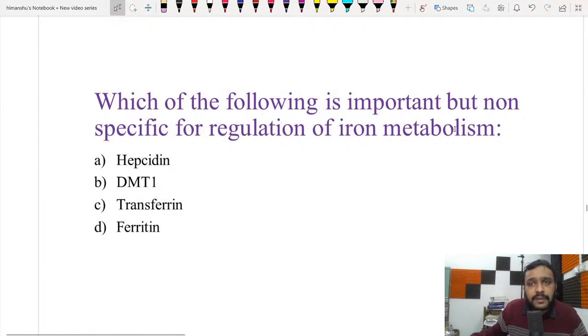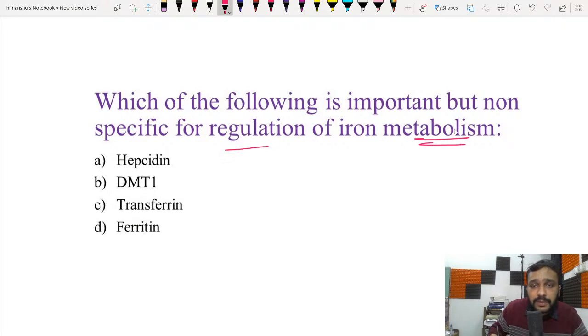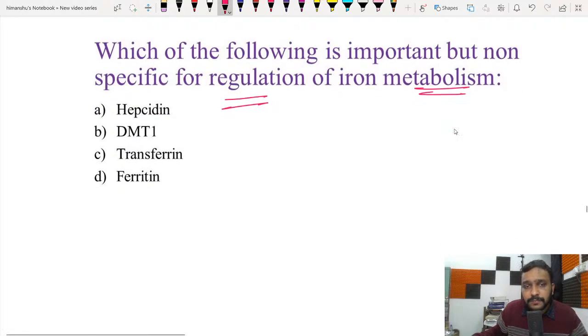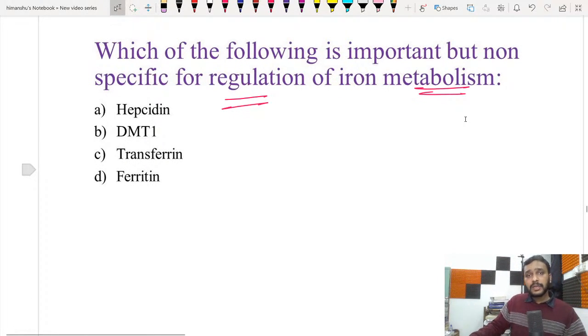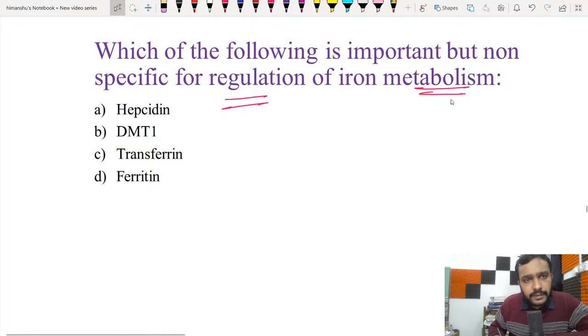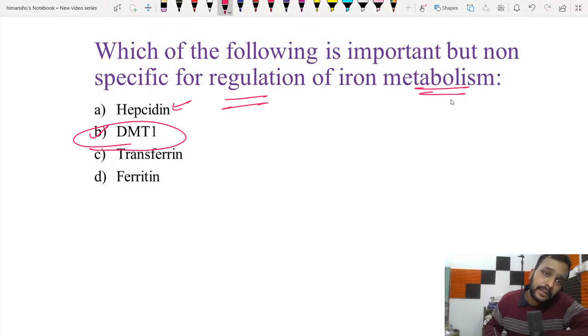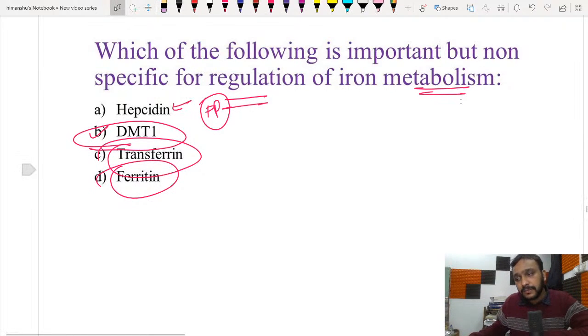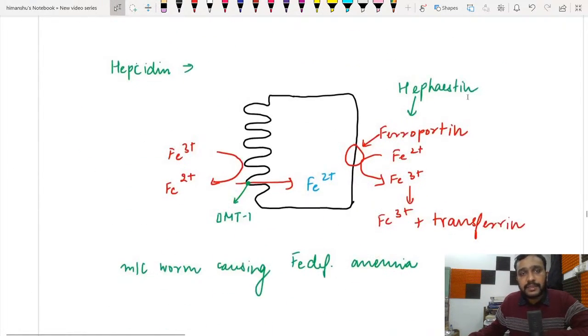Very good, guys. Which of the following is important but non-specific for regulation of iron metabolism? It is DMT1. Okay, hepcidin is a negative regulator of ferroportin. This is very specific for iron. Transferrin and ferritin all are specific for iron. So the answer is DMT1.